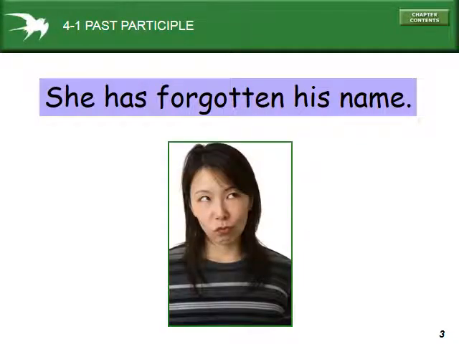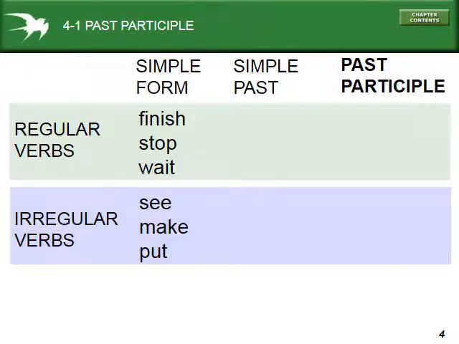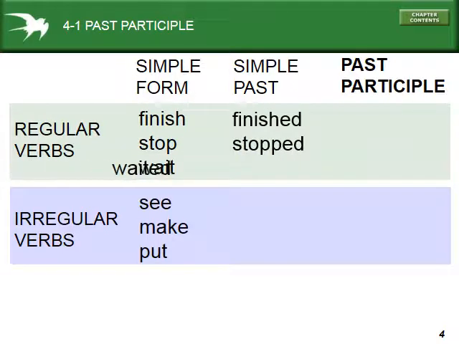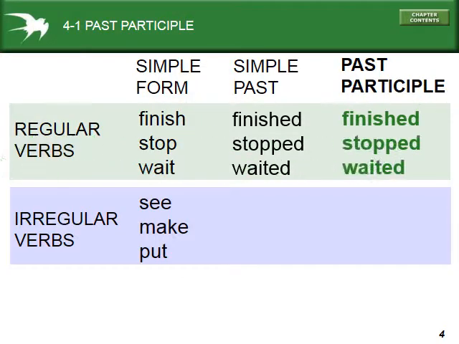All right, so let's look at the past participles. So we have here, she has forgotten his name. So we actually have three different forms of the verb. There's actually four different forms, but we'll just focus on three of them here. So with regular verbs, the simple past and the past participle are always the same. So we say finish, and then finished, stop, stopped, wait, waited. Okay, these are the simple past forms of the verb, and you're just adding ed. And the past participle is the same.